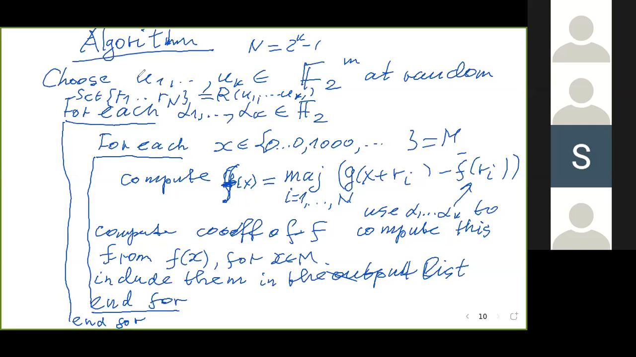So for at least 1 minus delta fraction of all choices, when we come in this loop for correct values of alpha 1, alpha k, we will include the coefficients of the correct f in our list. And so the theorem is proved. I mean, the correctness of our algorithm is proved.